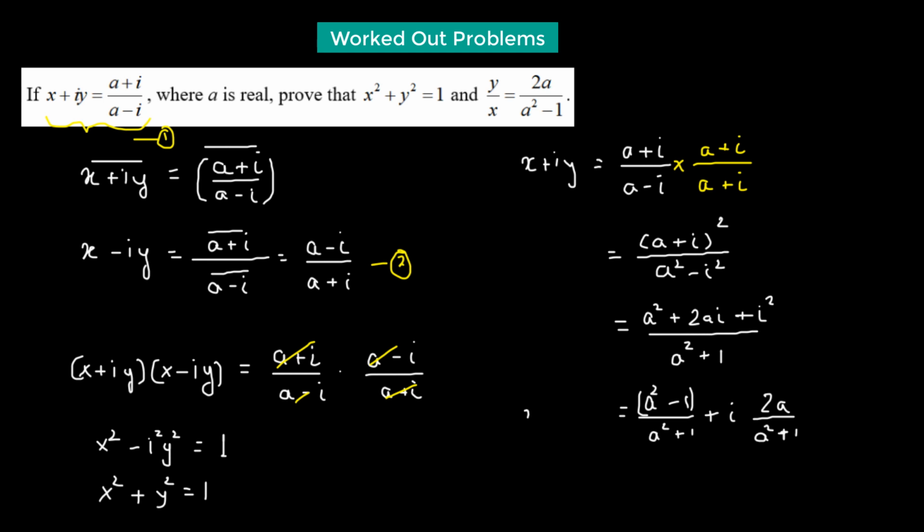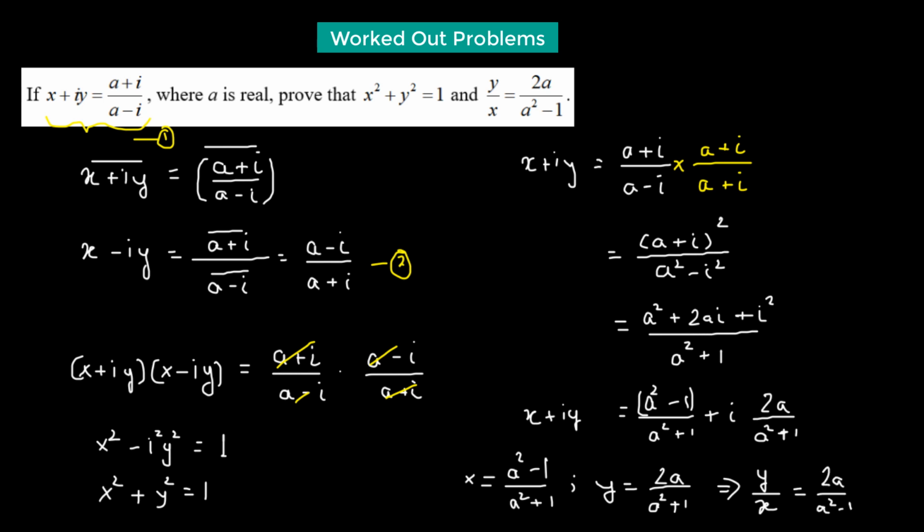Now this value is equal to x plus i times y. Now we equate the real part and the imaginary part, and that should give us the value of x equals a squared minus 1 over a squared plus 1, and y will be equal to twice a divided by a squared plus 1. Then we take the value of y and divide it by x, and that should give us 2a over a squared minus 1. And this proves the second part. Let's go to the next question.